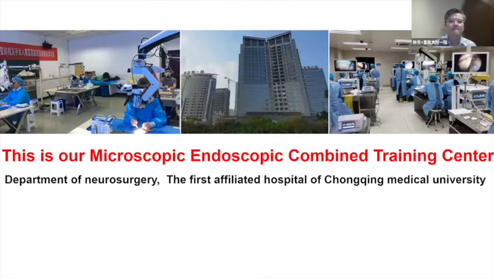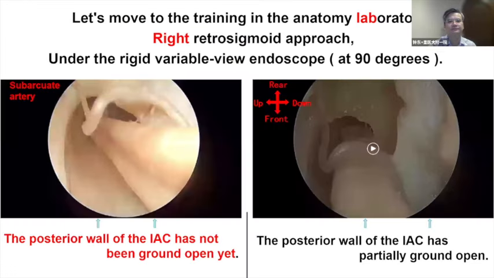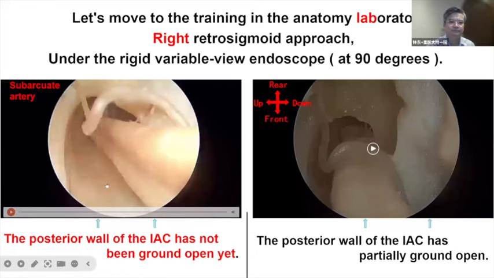This is our microscope endoscope combined training center. Let's move to the training in anatomy lab: right retrosigmoid approach under the digital variable view endoscope at 90 degrees.